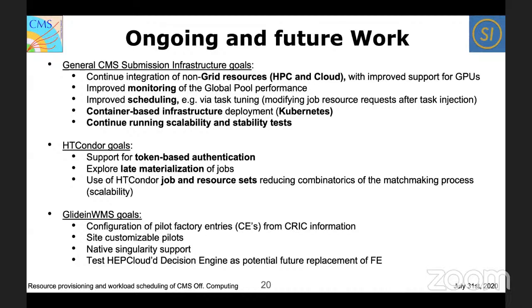We are thinking and we are starting to work on deploying the infrastructure, not based on bare metal or VMs, but based on Kubernetes containers. And we continue running the scalability and stability tests. For Condor, we are interested in trying, and we are already starting to test token-based authentication. And it's interesting for us also the concept of jobs and resources, because this is potentially reducing combinatorics and allowing the infrastructure to grow. Glide WMS, we continue using Singularity.